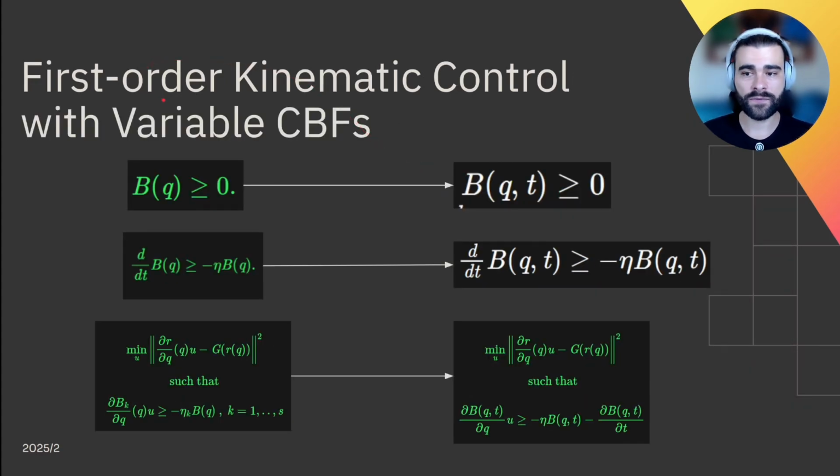So if we were using first order kinematic control for a B that depends on time, we can see that after differentiating it with respect to time, a new term shows up here, which is a feed-forward term. And similar to what we saw before, we have the same barrier function, but with this added term here.